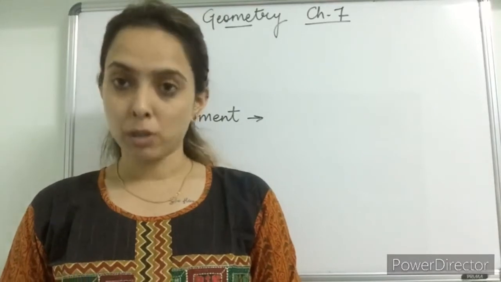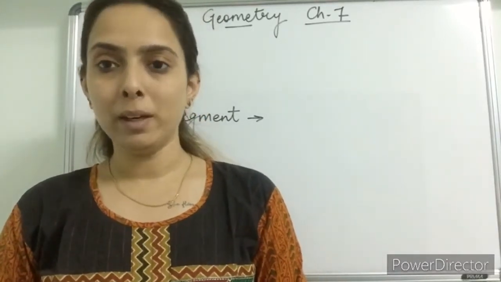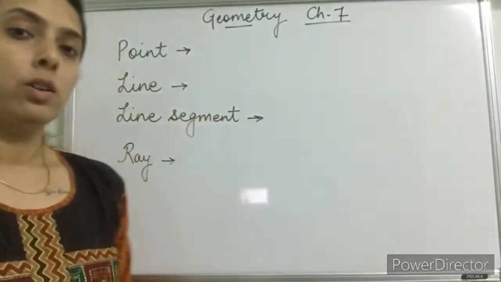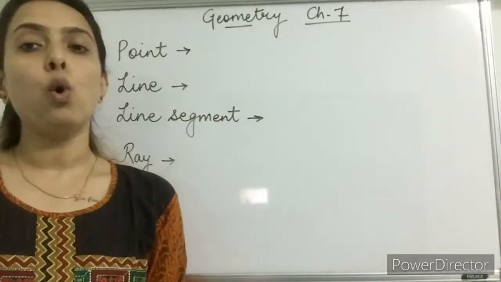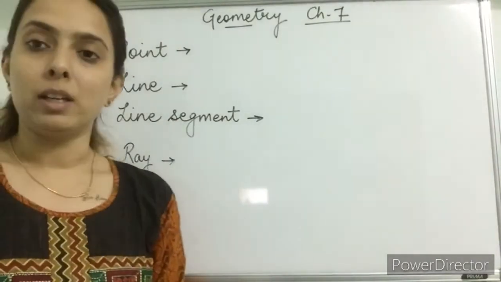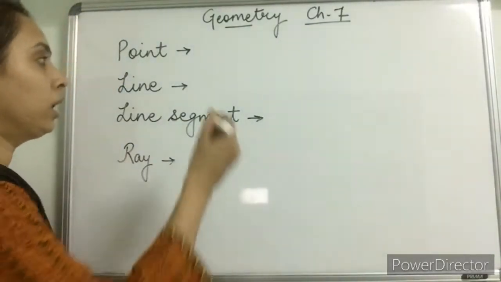Today we will start chapter number 7, which is geometry. We will start with the fundamental topics. So there are 4 fundamental things which we should know in geometry. First is point. How is a point represented? A dot.